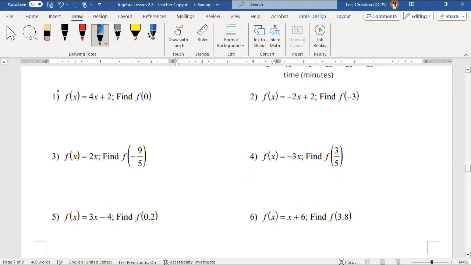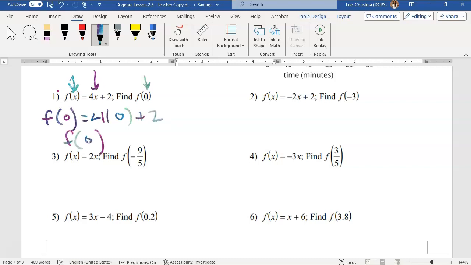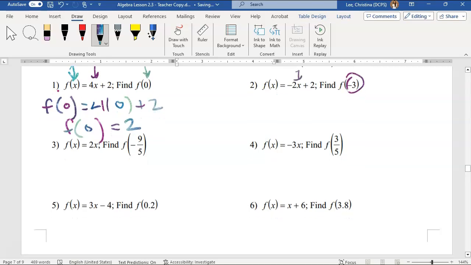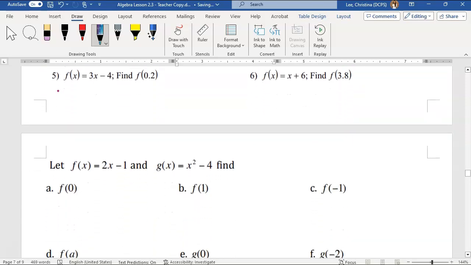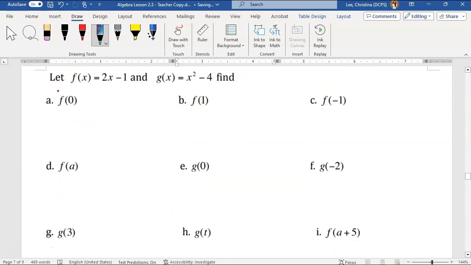So when we see this, it means that we are substituting 0 in for x. So we're writing f of 0 equals, anywhere we see x is 0. So 4 times 0 plus 2. f of 0 then equals 0 plus 2, which equals 2. All right, same thing here. You're going to take -3 and plug it in wherever you see an x and solve using that information. Some of these have decimals and fractions, but you're just doing the same thing. You're just going to multiply with the decimal and fraction.